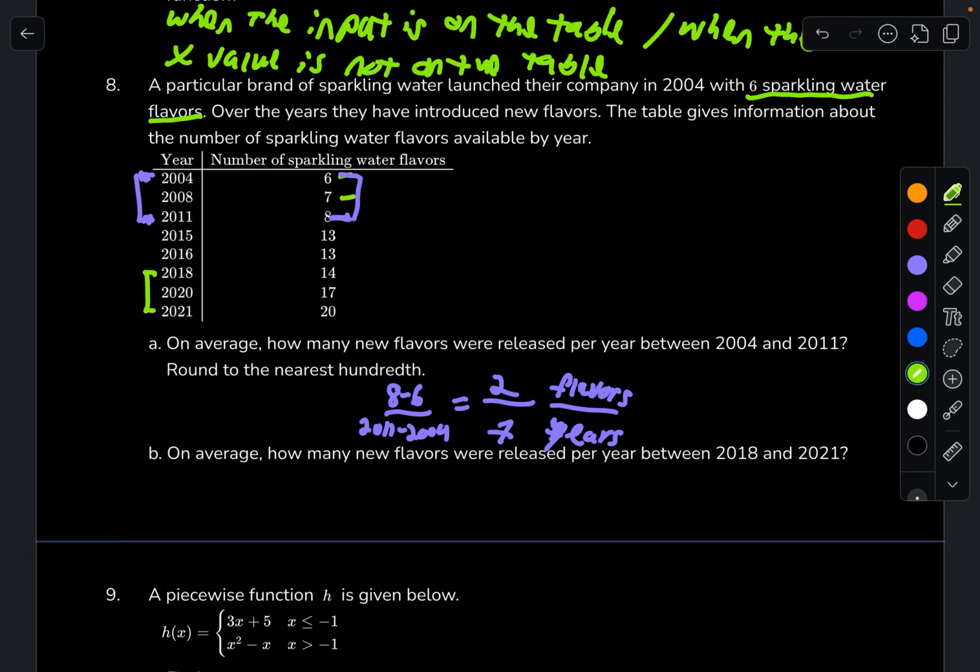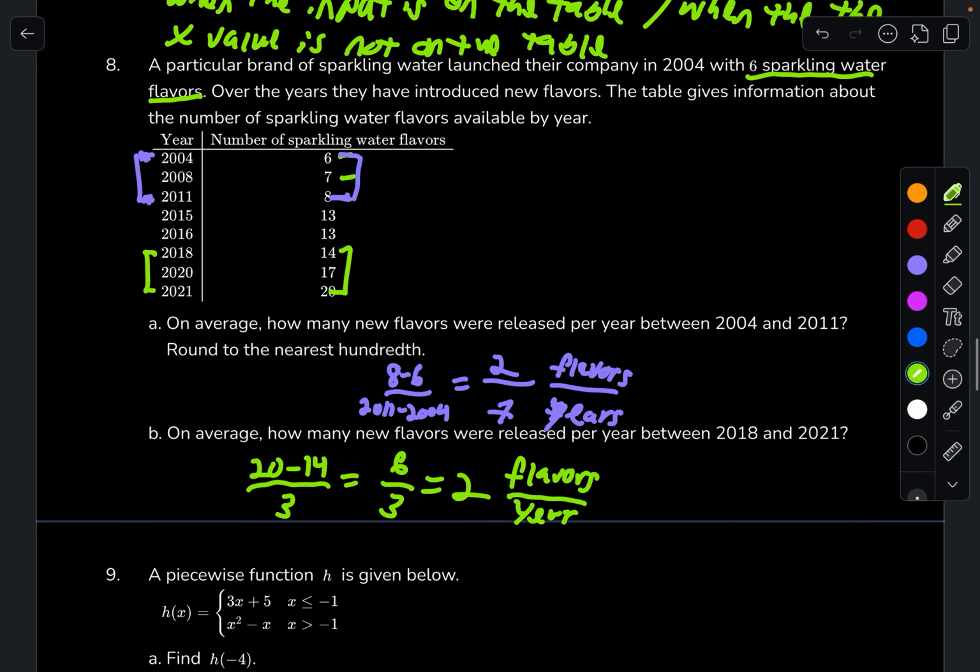That's these years. That's going to be 20 minus 14 over 21 minus 18, that's going to be over 3. That's going to be 6 over 3. That's now 2 flavors on average per year on that interval. So they were picking up the pace on the number of flavors.